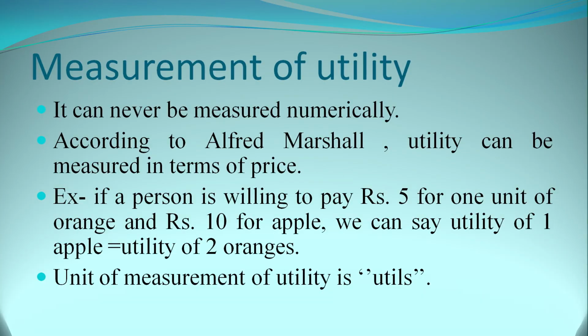According to Alfred Marshall, in his cardinal utility analysis, he explained that utility may be measured. How? In terms of money, in terms of price. He has given one example, I tell you that example. So, suppose the price of 1 kg orange is 50 rupees, the price of 1 kg apple is 100 rupees.